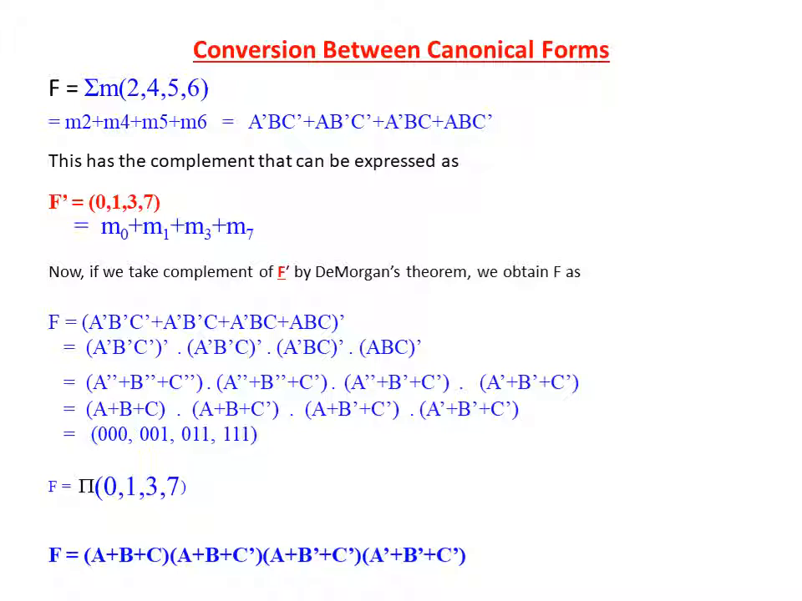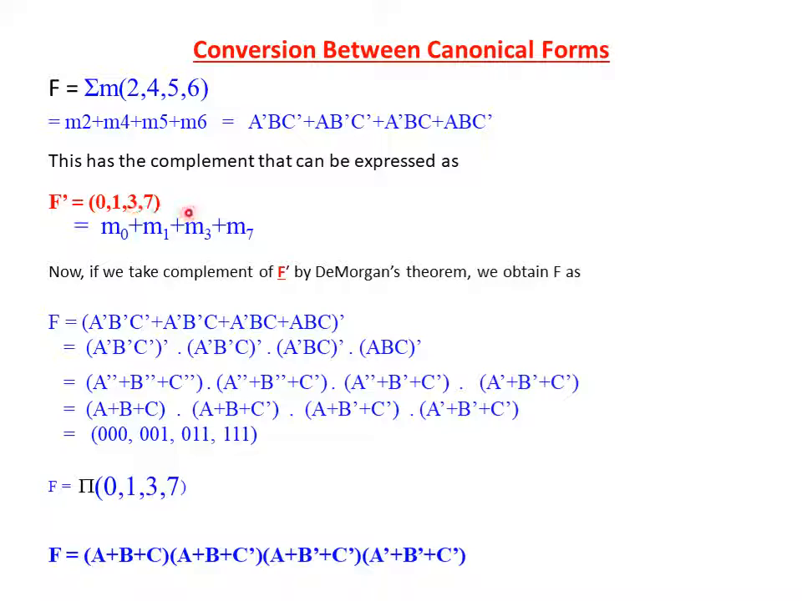Now conversion between canonical forms. The given expression is F is equal to summation of 2, 4, 5, 6. This is the 3 variable map. So the 3 variables can be written from 0 to 7. So these are the SOP terms. The missing terms come under the POS form. So the missing terms are represented as F dash, 0, 1, 3, 7.